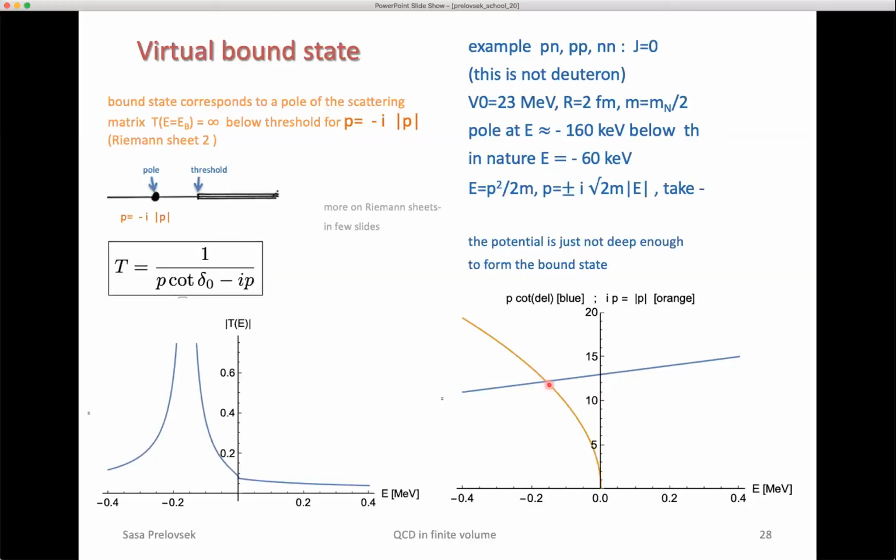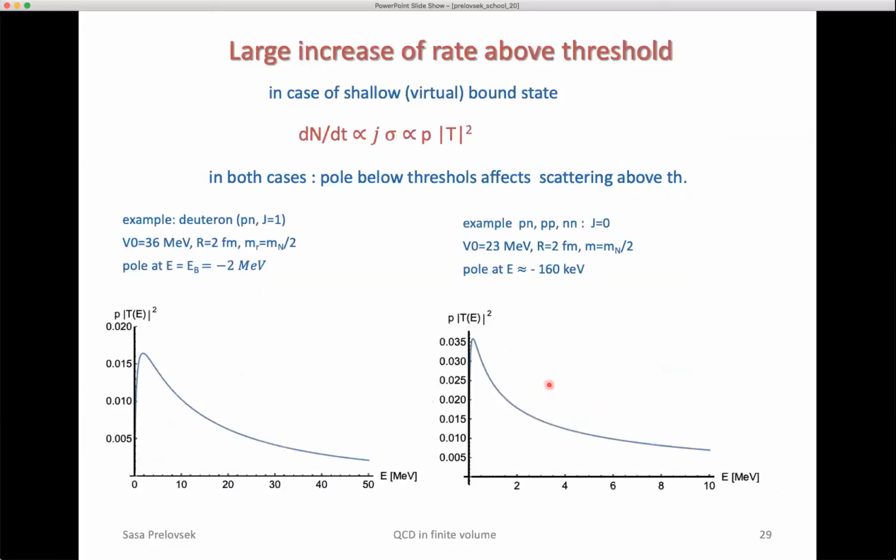I mean, what does an experiment care about a virtual bound state? One cannot do an experiment at negative energy anyway. So let's see what the effect of a virtual bound state is for an experiment. And then I guess we make a break.